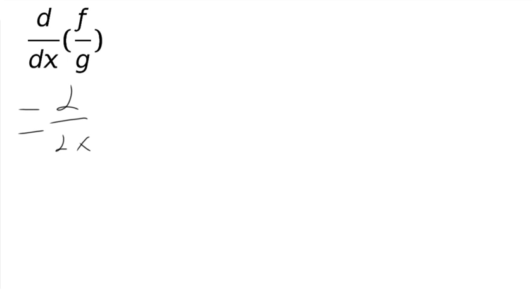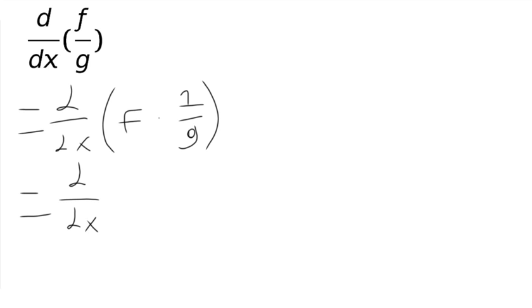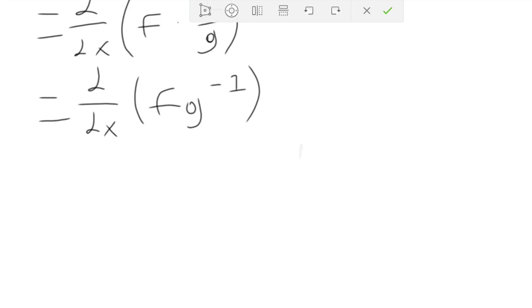When we have f over g, that's the same thing as saying f times 1 over g. And when you have 1 over g, that's like saying g to the negative first power. Yes, this is f times g to the negative first power.